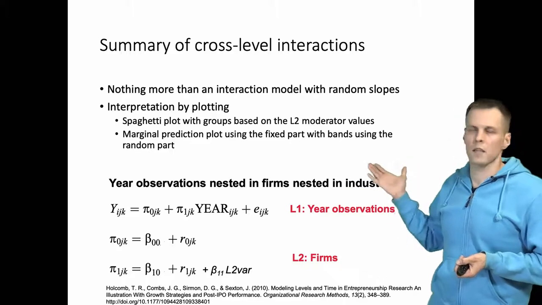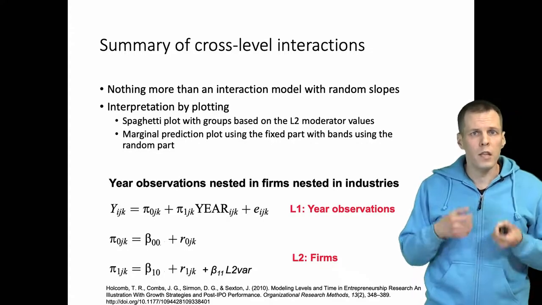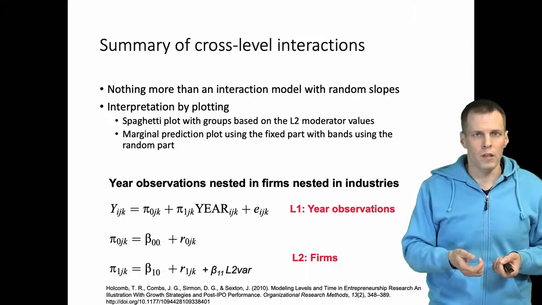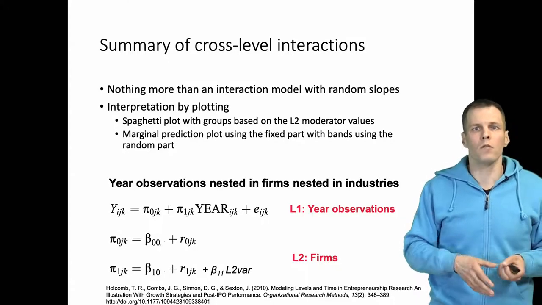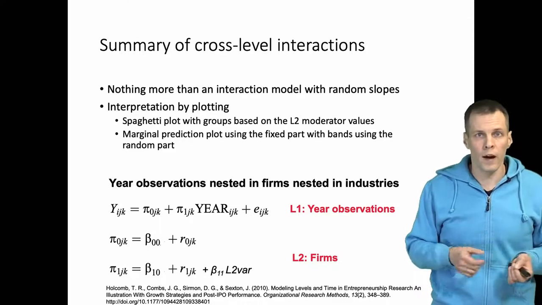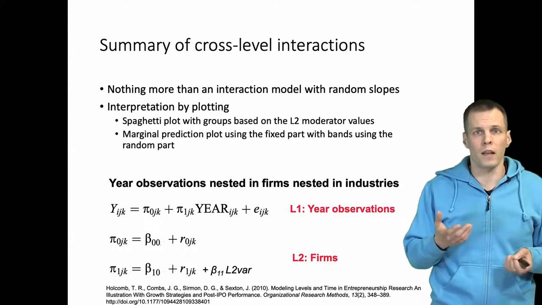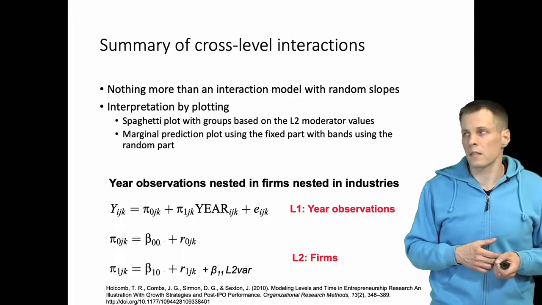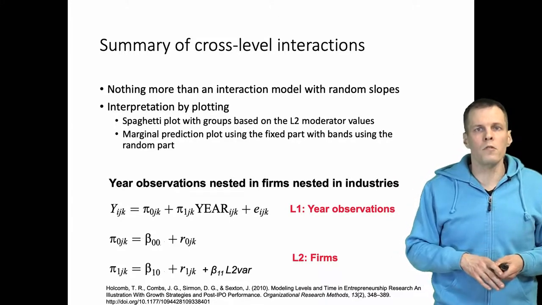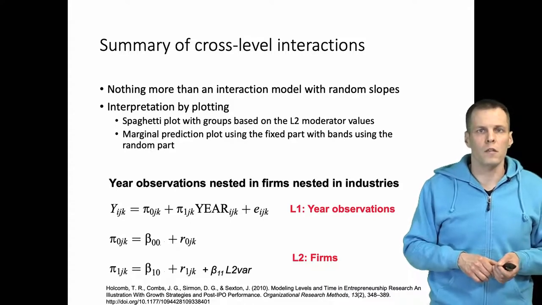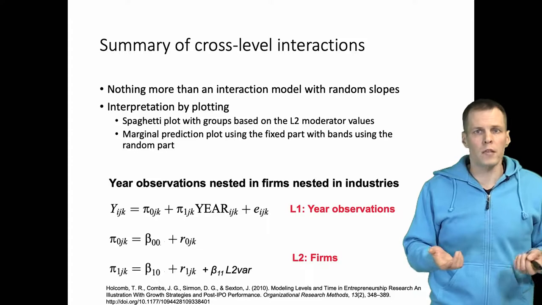So there are basically two strategies that you can use to visualize this kind of modeling results. One is to take the spaghetti plot that I discussed in another video as a starting point, and then introduce groups to that spaghetti plot. For example, take different values, take high value, low value, and medium value of the level two variable, and then calculate predicted lines and plot those using different colors depending on the value of that level two variable. So that's one strategy. Another strategy is to use a marginal prediction plot where you plot just the fixed part, and then you use the bands that you would normally use for confidence intervals to indicate where the predicted lines would go based on the predicted random effects.